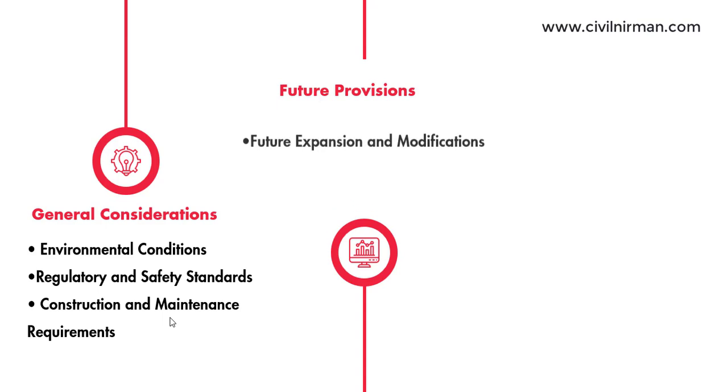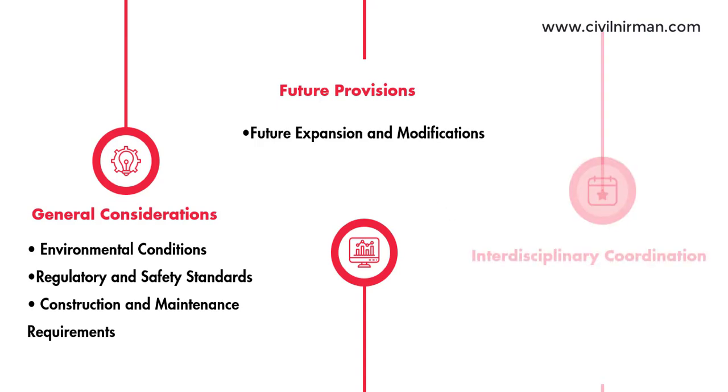Then next important point is construction and maintenance requirement. See, information on constructability, installation sequences and maintenance need is one of the major important points and needs to be considered. Next important point is the future expansion. See, any provision for future expansion, additional loads or modifications that may impact the pipe rack design that you need to consider, right?